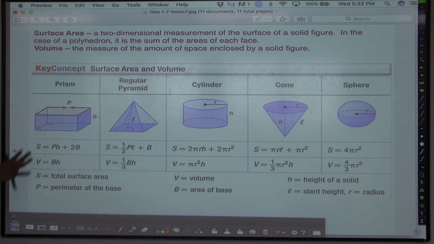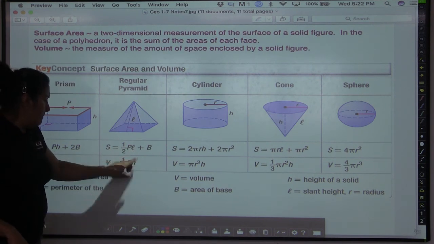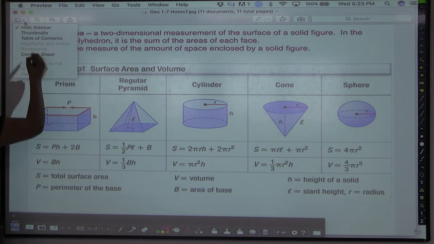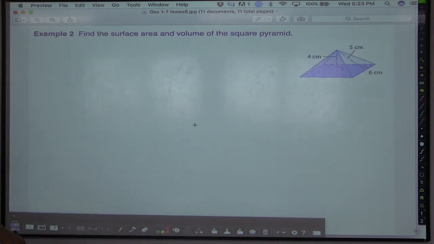So there are all these formulas, and I need you to make sure that you know what all these letters are. If you don't know what the letter is, it'll be down here in this area in the key so that you know what it is. All right? So we're going to give you some time to write that down, and then we're going to go to example 2, where they're asking me to find the surface area and volume of this square pyramid.